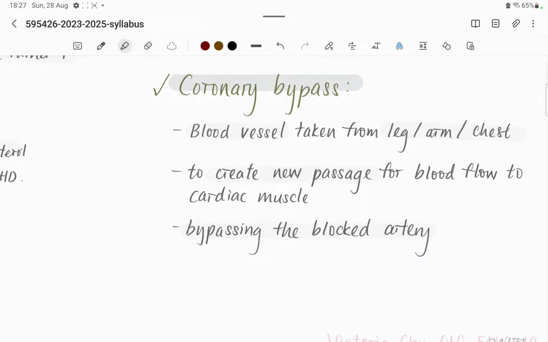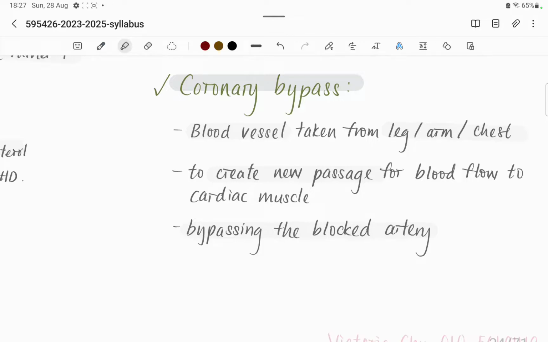Coronary bypass. You take another blood vessel from your leg, arm, or chest and then connect it to the, let's say, this artery that is already blocked, this coronary artery. So you use another one to build another passage over here to bypass the blocked artery, so the blood has a new way to flow through.